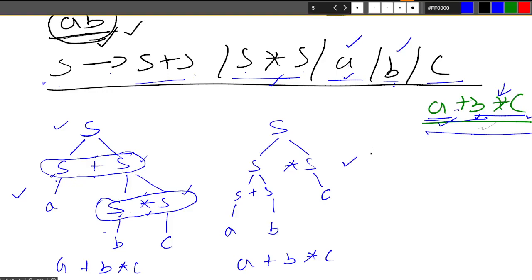However, if this is the derivation tree, then addition of a plus b is done first and then it is multiplied with c. We all understand with the BODMAS rule that this is a correct derivation tree. However, this wrong derivation tree is also possible. Let it be wrong or right, these are two different derivation trees. So if there are two different derivation trees for the same string, in that case we can say that the grammar is ambiguous.